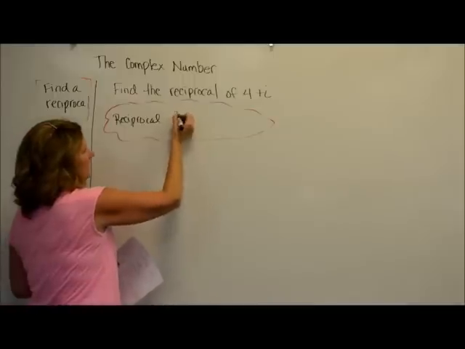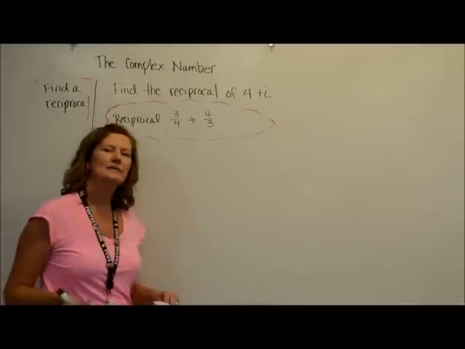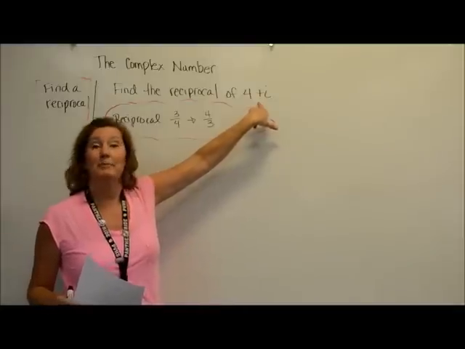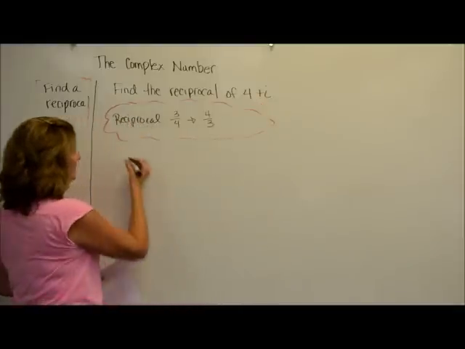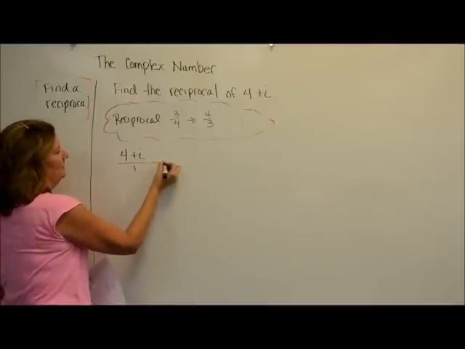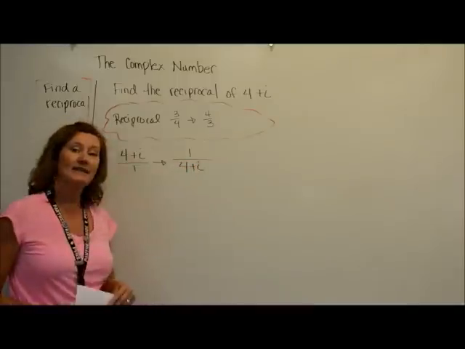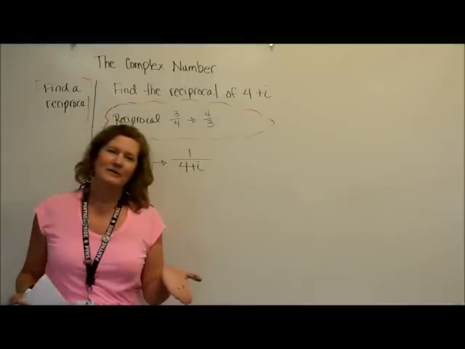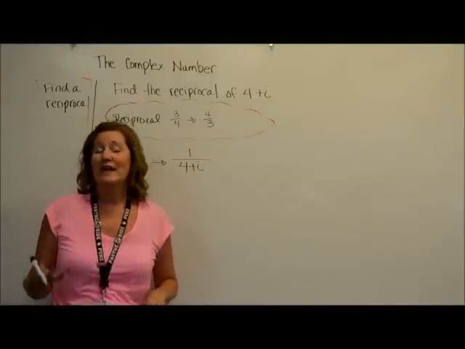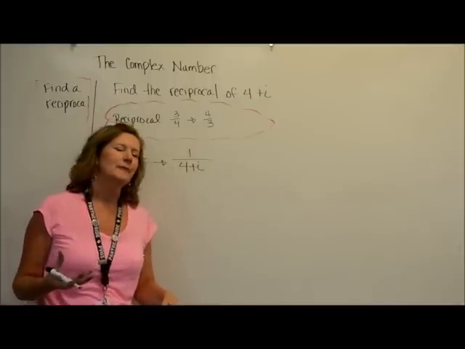of, let's say, 3/4 would be 4/3, right? So we flip it. Well, you can't flip this in pieces. You have to flip it all together. So if I have 4 plus i, it's over 1. And when I flip this, I have 1 over (4 plus i). And that's the reciprocal. But you notice there's a problem with that reciprocal because it has an i in the denominator, and you can't have an i in the denominator. So that's what makes these a little more difficult.